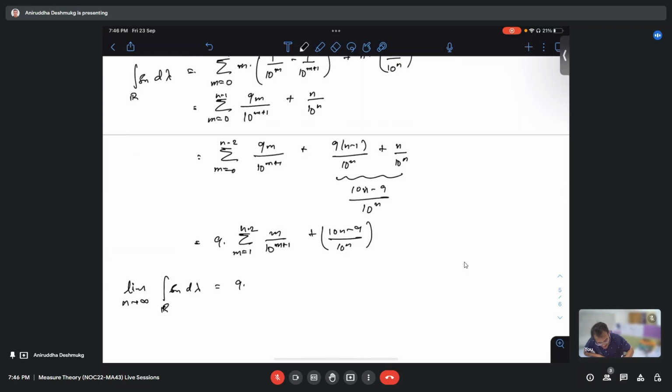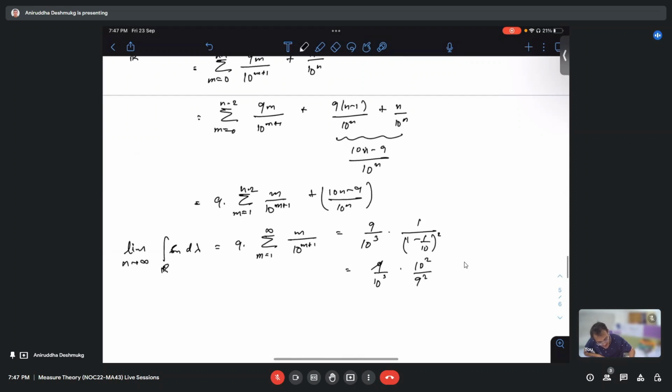This is equal to 9 into the sum over m from 1 to infinity, m by 10 to the power m plus 1, which is equal to, because as n goes to infinity this goes away, as we discussed. This is equal to 9 by 10 cube, 1 over (1 minus 1 by 10) whole square, which is 9 by 10 cube into 10 square by 9 square. So 9 goes away, 10 square goes away. What remains is 1 by 90.